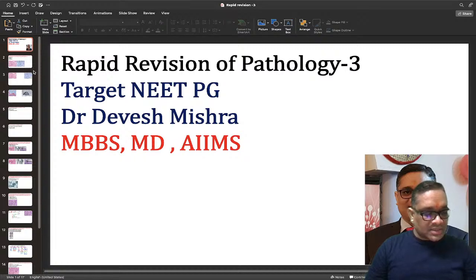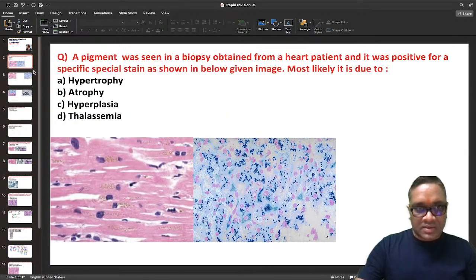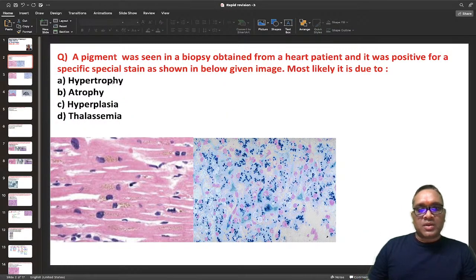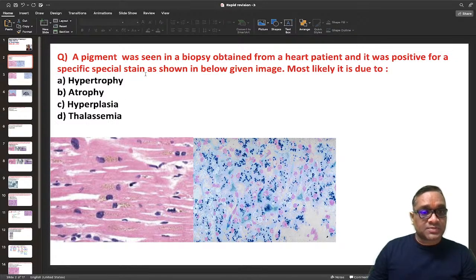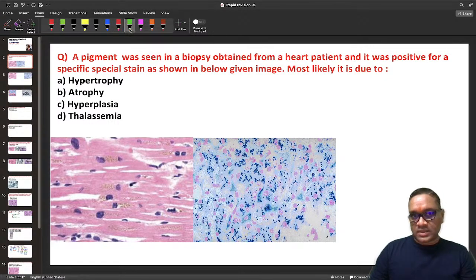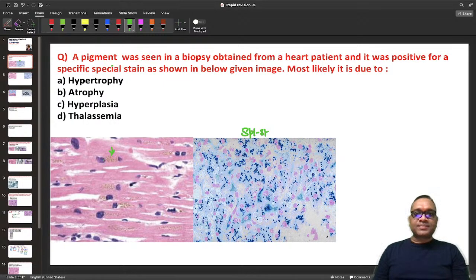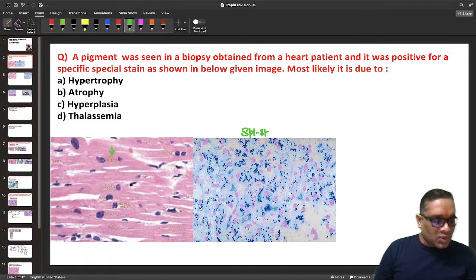So let's start. This is question number 1. A pigment was seen in a biopsy obtained from a heart patient and it was positive for a specific special stain. So now you can see the pigment here and there is a specific special stain. So this is the special stain and this is the pigment you are seeing here, right? So tell me what should be the right answer. Most likely it is due to what?